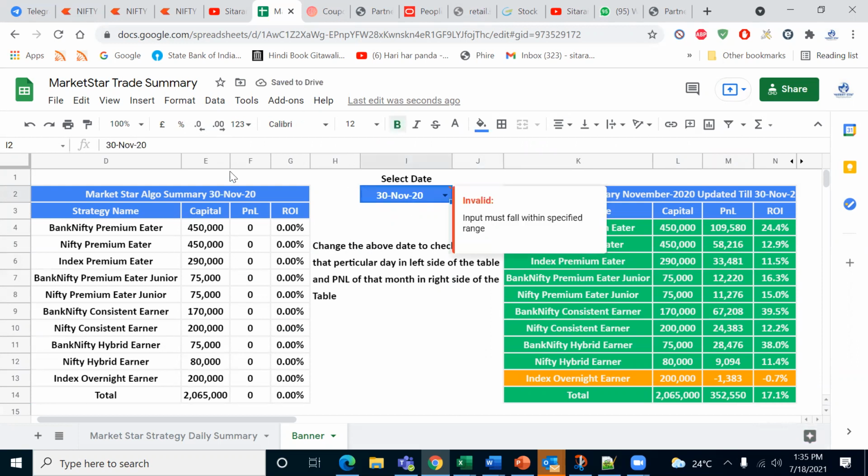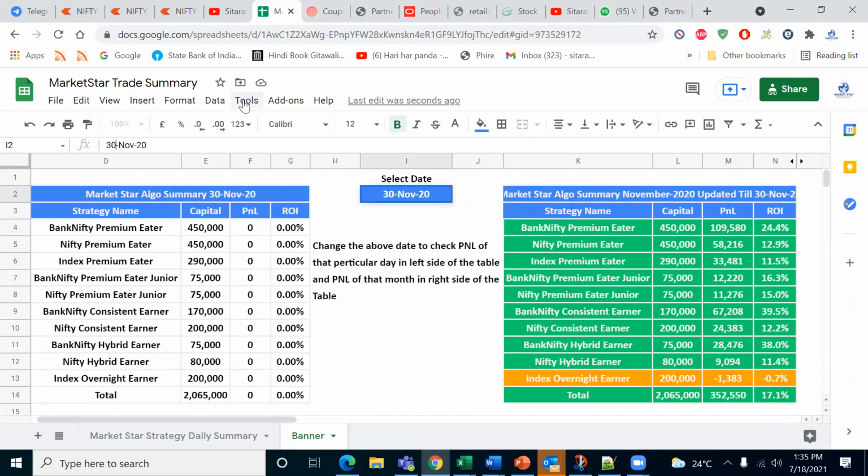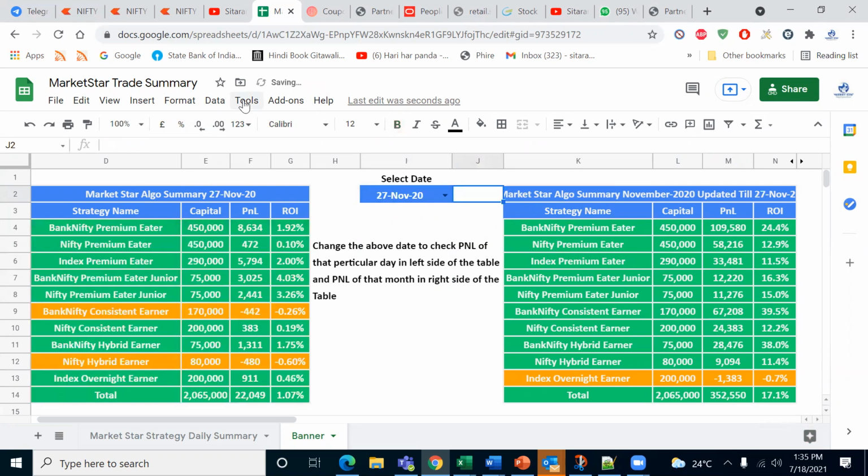So 30th of November, or 28th, those may be Saturday and Sunday, so that is why the data is not available on that day. So this is correct, no invalid date, and index premium meter has given 2,90,000, 11.5%, 33,481 rupees profit in the month of November.